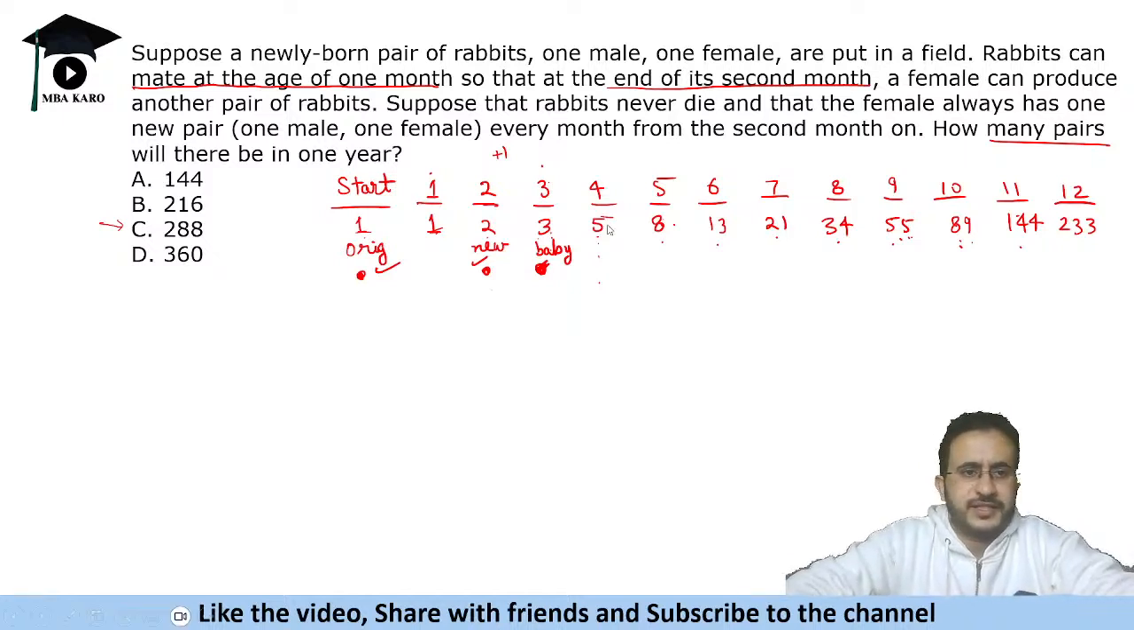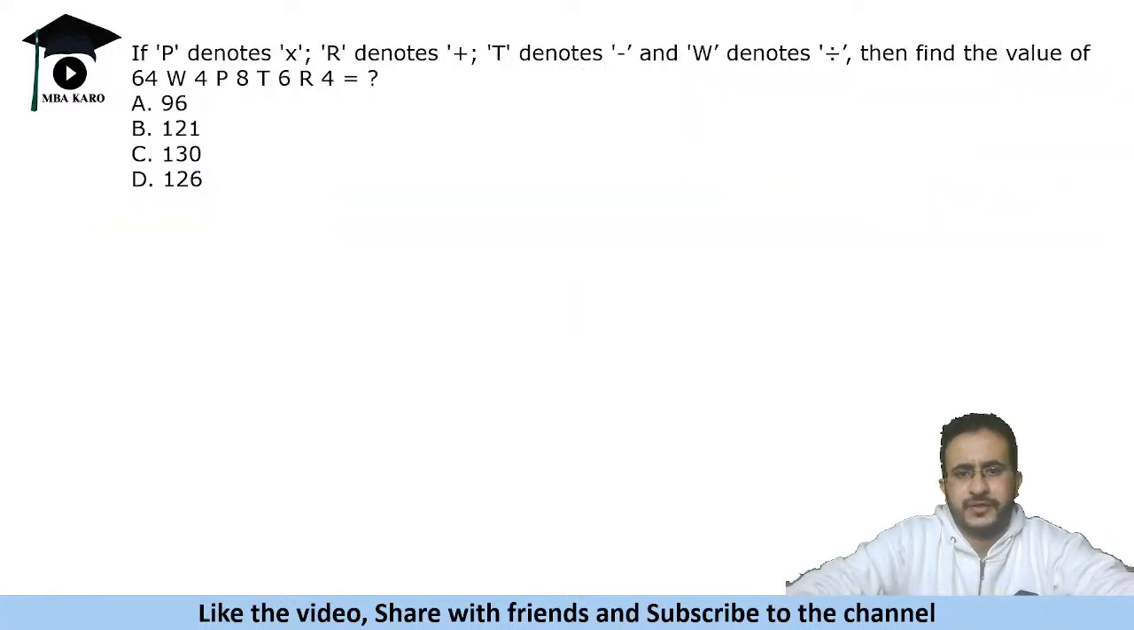So anyway, let's just skip it. I'll recheck it later and see where the mistake is. Okay, so here's the next one. If P denotes multiplication, R denotes addition, T denotes subtraction, and W denotes division, find the value of this expression.